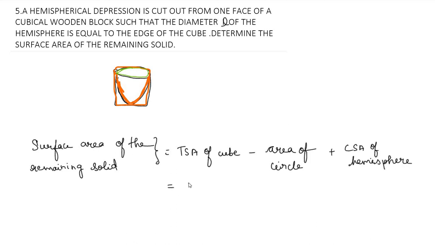We all know the TSA of a cube is 6L square or 6a square, minus the area of a circle, which is pi r square, and this one is 2 pi r square. So 6a square plus pi r square. Shall we find the side of the cube? What is the side of the cube? It is given that the diameter L of the hemisphere is equal to the edge of the cube. So the side of the cube is L.